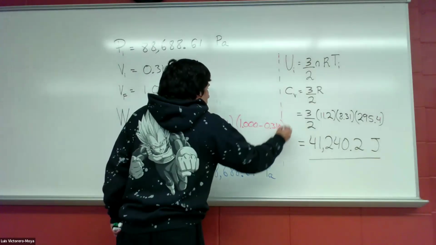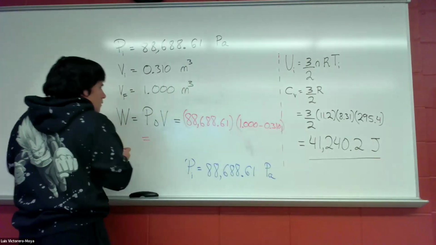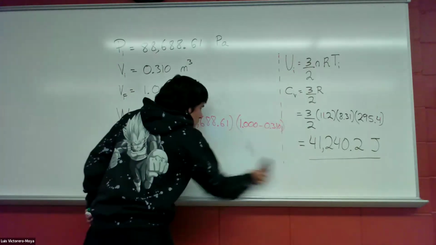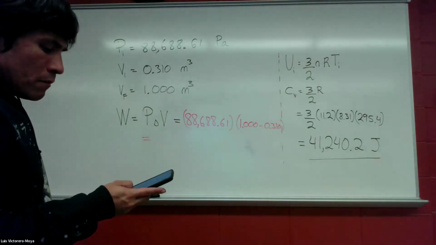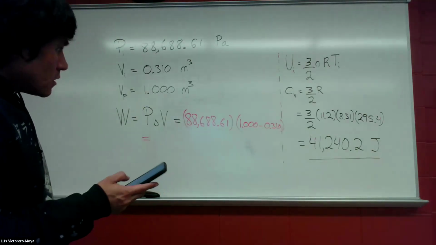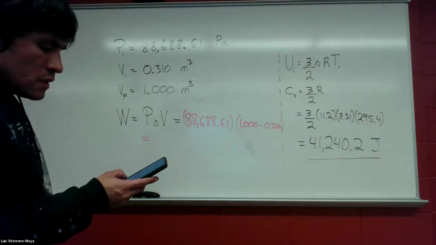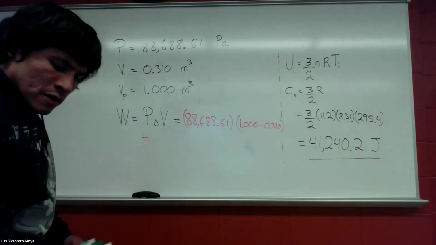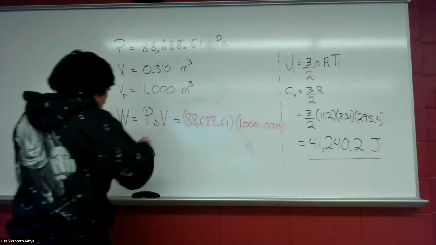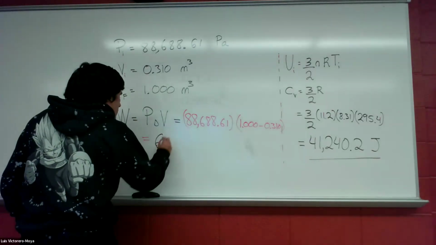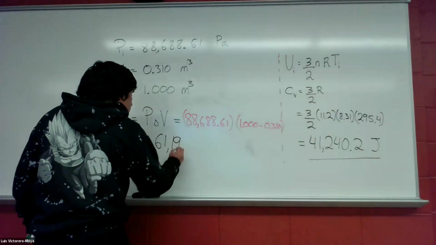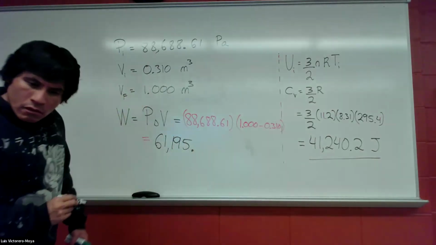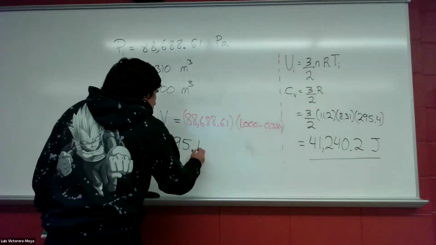So let's just put here 1. This is just for sig figs, by the way, guys. So, right? So 1 minus 0.310 times 88,688.61. So that's 61,195. So that will be 61,195.1 joules.